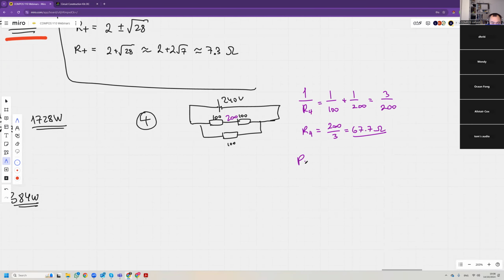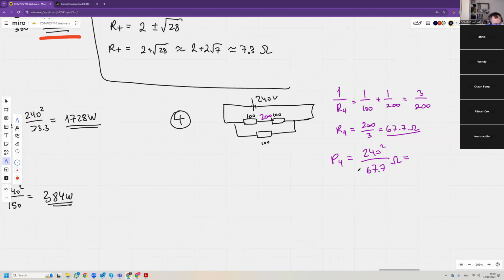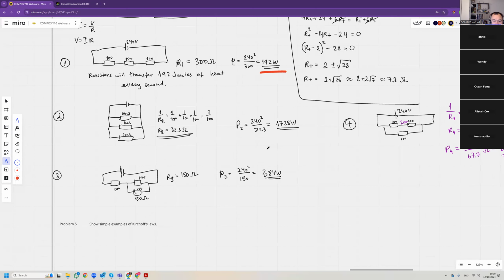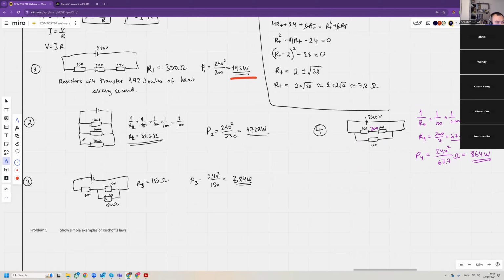And the power output is 240 squared divided by 66.7 ohms, which is going to be 864 watts. So as you can see, the parallel combination is the most powerful one, which gives you the most heat. And then the series combination gives you the lowest power, so the lowest amount of heat. And then you have 2 intermediate ones. So this one, the 384, and the fourth.